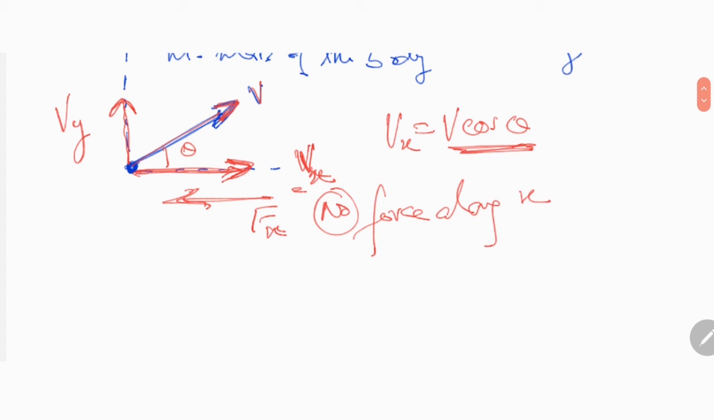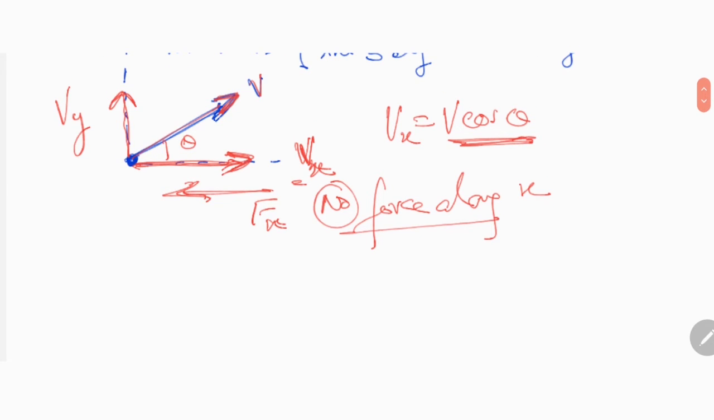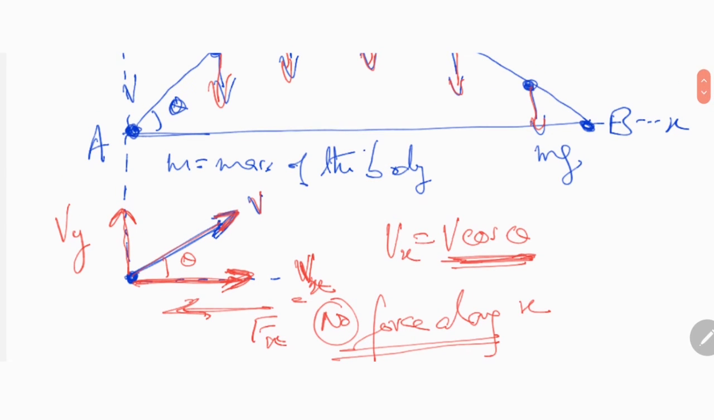Now the corollary is, if there is no force along the x-axis, what will happen to this velocity v cos theta? Will it reduce? We have learnt in Newton's first law that the body will continue to remain in motion unless and until it is acted upon by a force. So we clearly see that there is no force acting along the x-axis. Therefore, your body's velocity at any point, so let me just draw this, at any point.